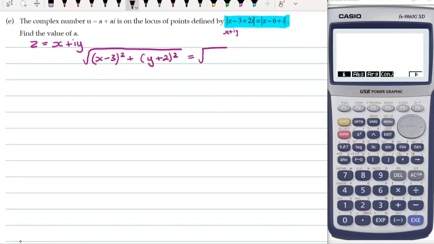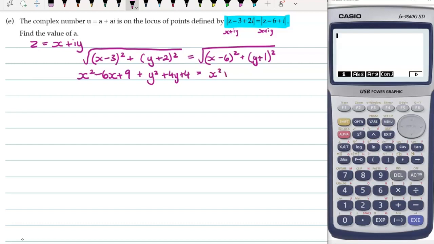On the right, we've got, again, if we've got x plus iy in for z, the real part here will be x minus 6, that gets squared, and the imaginary part is y plus 1. So the square roots cancel each other out. We need to expand those brackets inside of them. So we go ahead and do that. It's going to be 4y plus 4. And we've got x squared plus, oh no, minus 12x plus 36, y squared plus 2y plus 1.